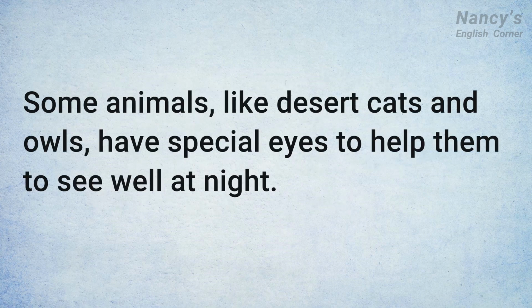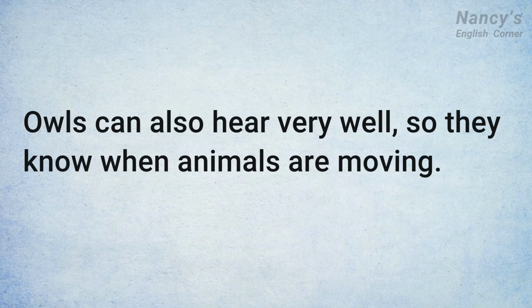Some animals, like desert cats and owls, have special eyes to help them to see well at night. Owls can also hear very well, so they know when animals are moving.